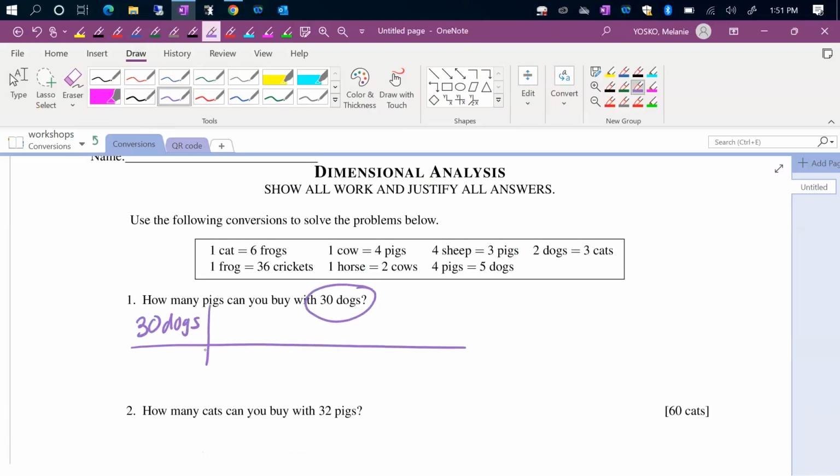So 30 dogs, we're trying to get to pigs. So we look somewhere in our chart, do we see anything in here that has a relationship between dogs and pigs? Yes? What do we see? 4 pigs and 5 dogs. 4 pigs and 5 dogs. Okay, I'm gonna highlight it just for now. So hit pause for a second. I teach math. If you have a number, let's say, what's your favorite number?